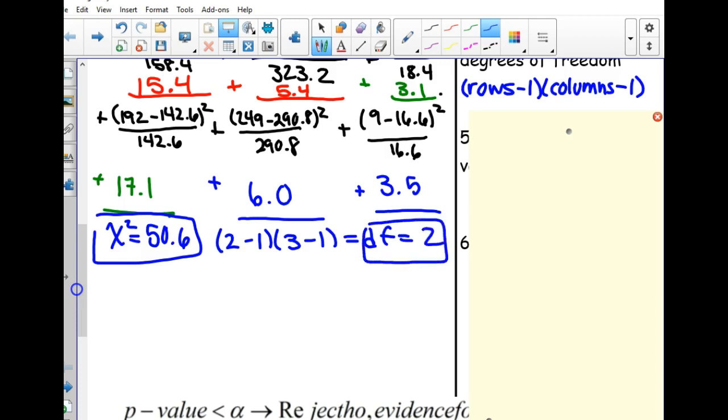Now that we have our degrees of freedom and our chi-squared value, we need to estimate our p-value using the chart. If you're using the graphing calculator, you'll see your p-value is a number times e to the negative 11. You can put approximately 0. If you don't have the grapher, you have to go to your chart. You go to 2 degrees of freedom. Practice using your chart now so you know how to use it.